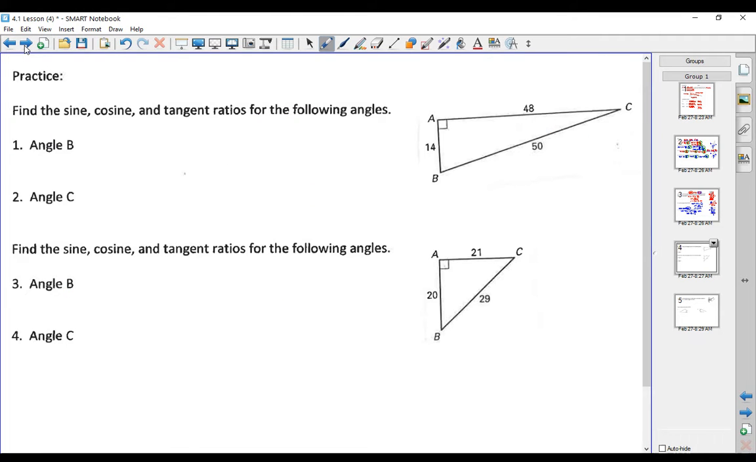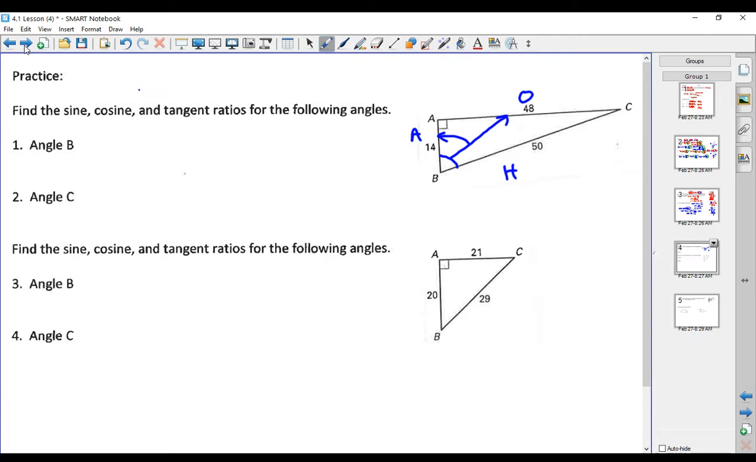All right, here's some more practice problems. They want us to find the sine, cosine, and tangent for the following angles. Okay, so the first one we want to look at is angle B. Now the side across from the right angle is the hypotenuse. Remember, you always want to figure out what angle is which first. We're looking at this side over here, so that's the opposite side, which means that the side right beside the angle would have to be the adjacent side.